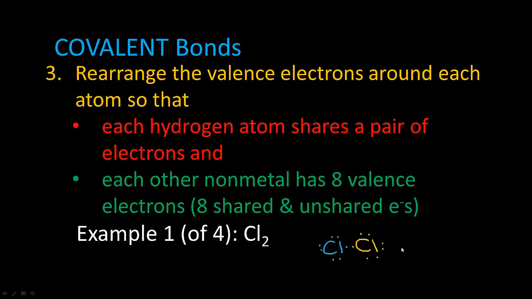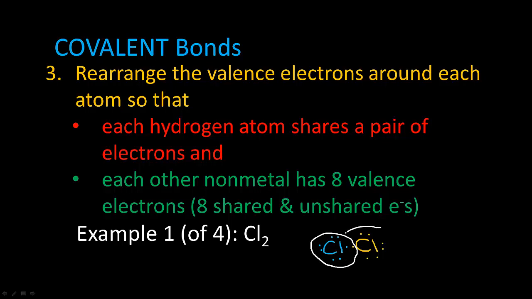Okay, third step is you rearrange the valence electrons around each atom. So if we have hydrogen, each atom shares a pair of electrons. We don't have hydrogen, so we're not going to look at this rule yet. Or that each other nonmetal has 8 valence electrons, which is 8 shared and unshared, a total of 8. So if we look right here, this chlorine, let me just go ahead and write it. It has 8 valence shell electrons, 2, 4, 6, and then 8 right here.